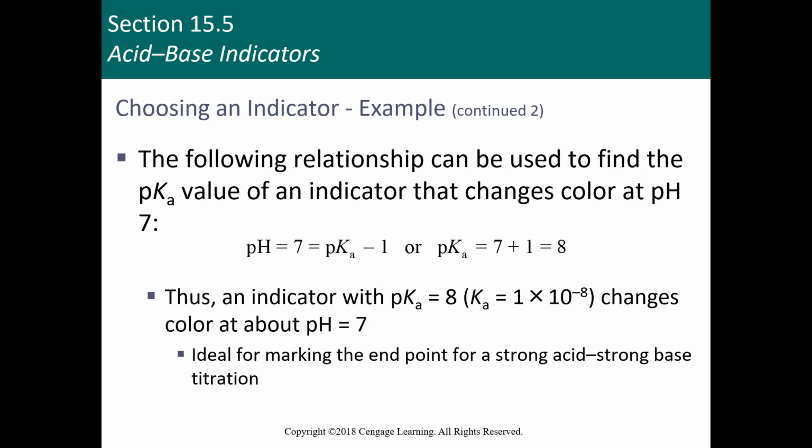So this following relationship can actually be used to find the pKa value for an indicator that changes color at pH 7. And so you again put in your pH value, which is 7. It's pK minus 1, so you add 1 to that, and so you want something with a pK of 8. That would be a good indicator. So thus, you would use a pKa somewhere around 8. That will change color at about pH 7. This is the ideal for marking the endpoint of a strong acid, strong base titration, which we know will reach its equivalence point at pH 7.